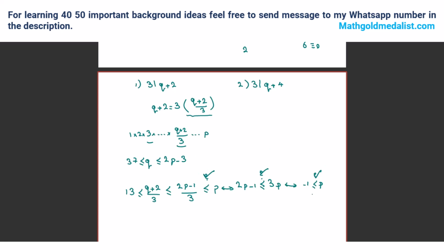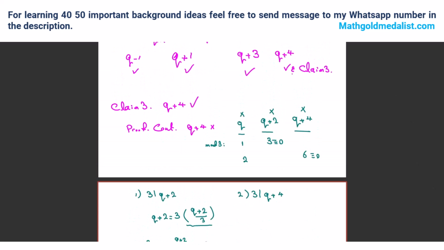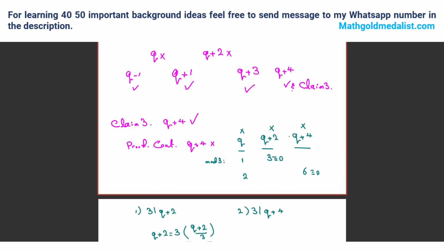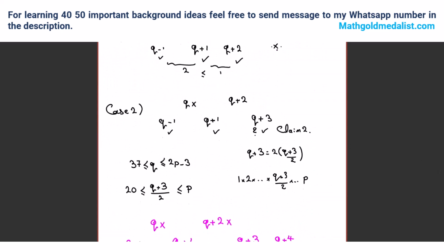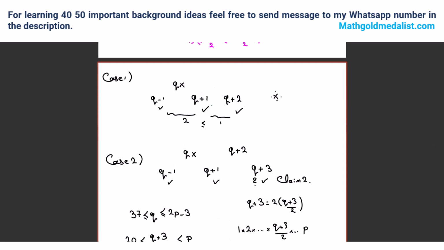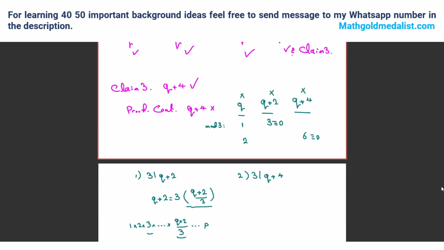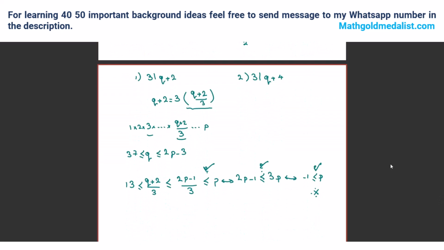Okay, so for this case, we reach contradiction because we proved that we have q plus 2 as a divisor. But we know that q plus 2 is not a divisor, by claim 1 that we claimed in case 2. We are in case 2 and we said we don't have q plus 2. In case 1, we said we have q plus 2. Now let's consider the second case.